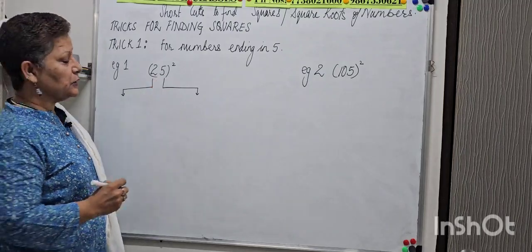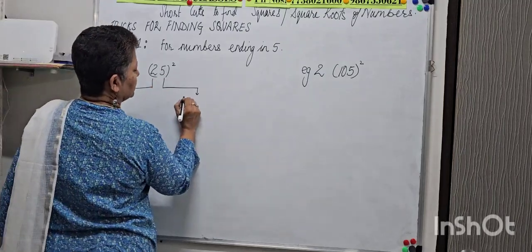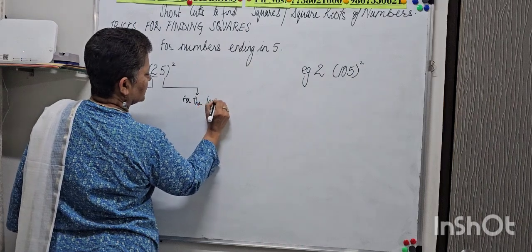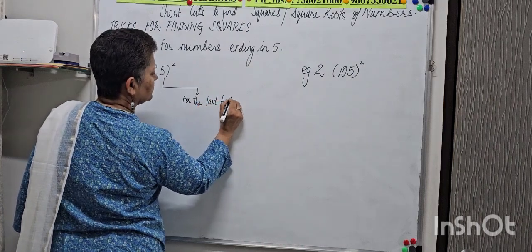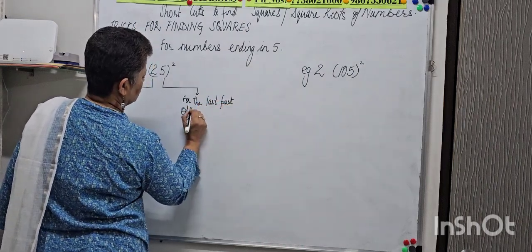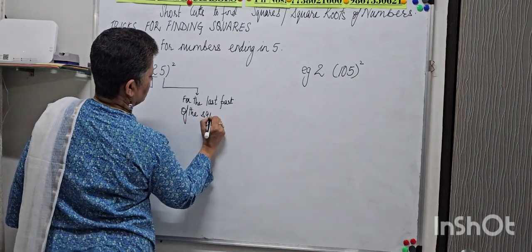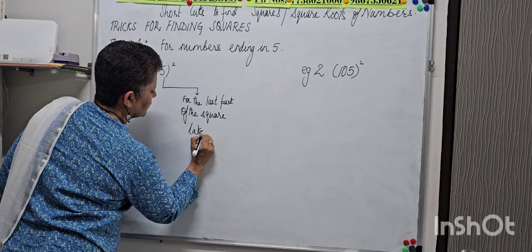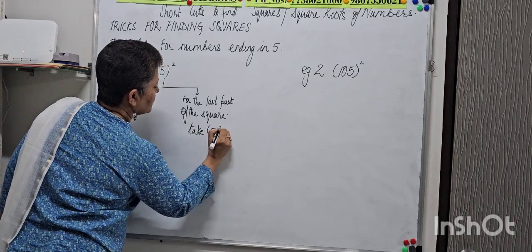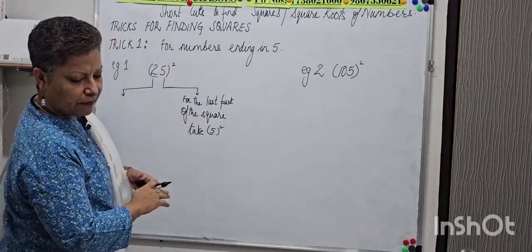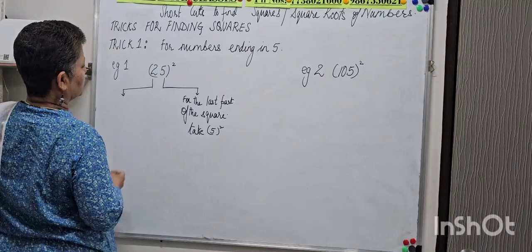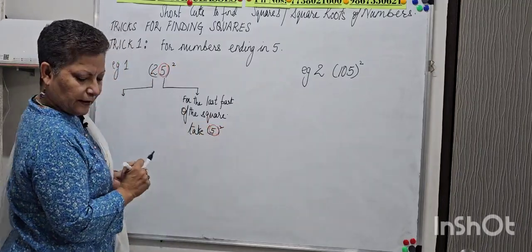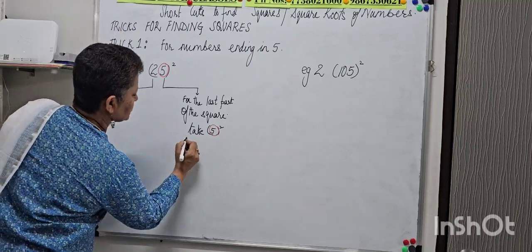What do I do with the units place number? For the last part of the number of the square, take 5 square. Where did I get the 5 from? The 5 was from the units place. So this is the 5 which I got here, and I write that as 25, right?